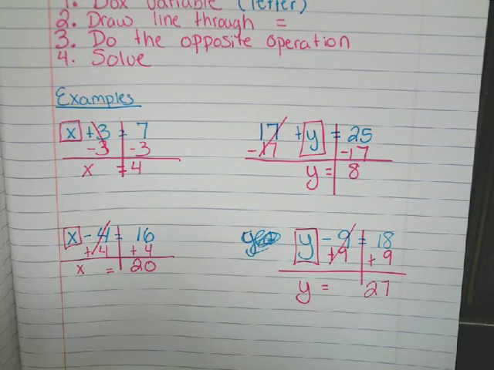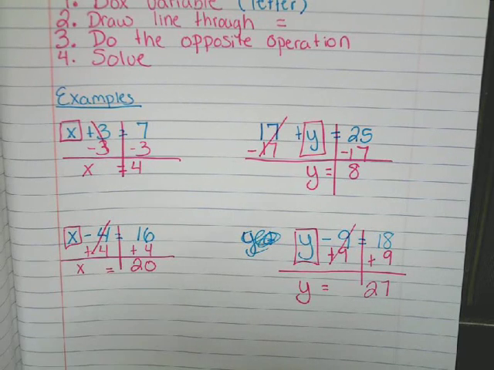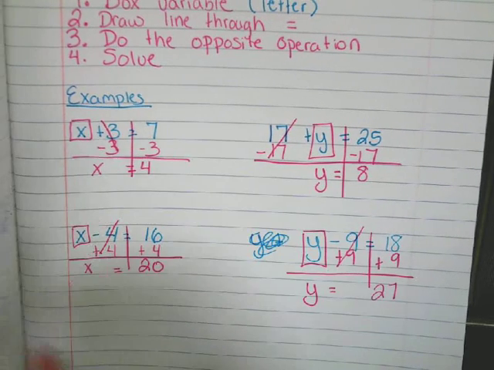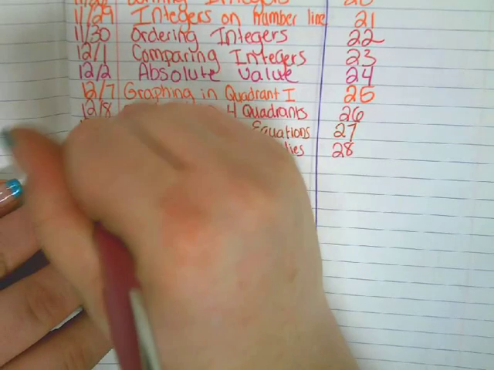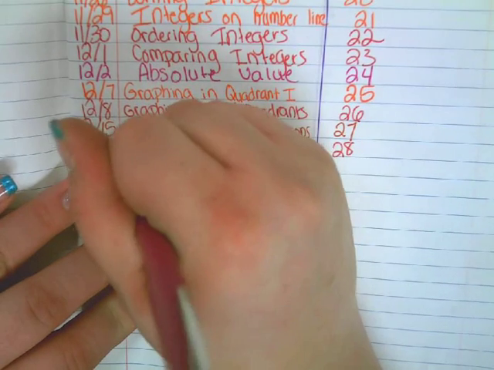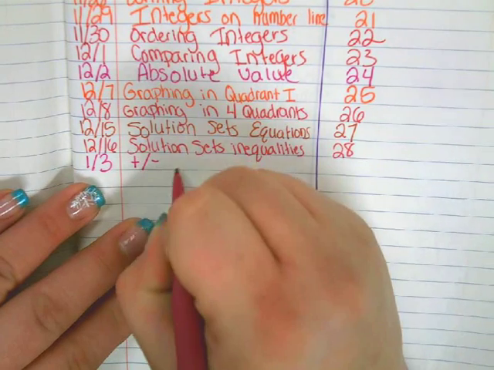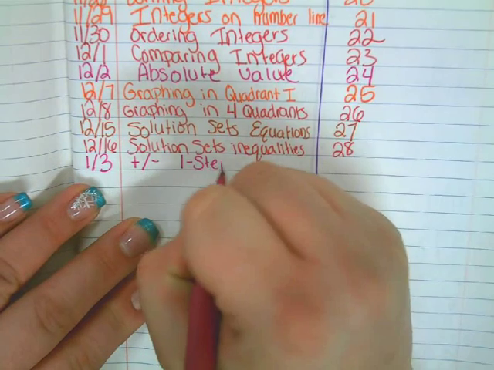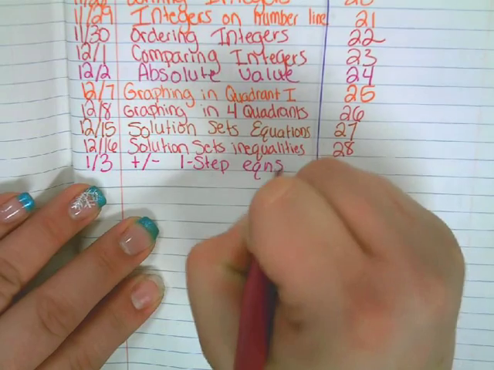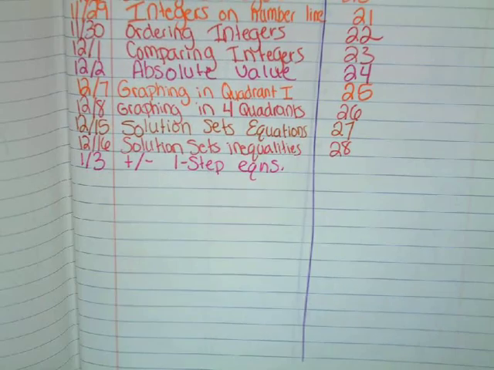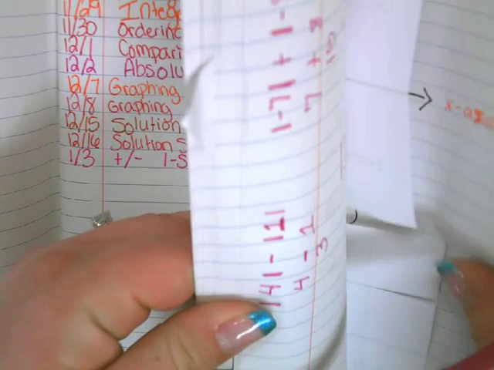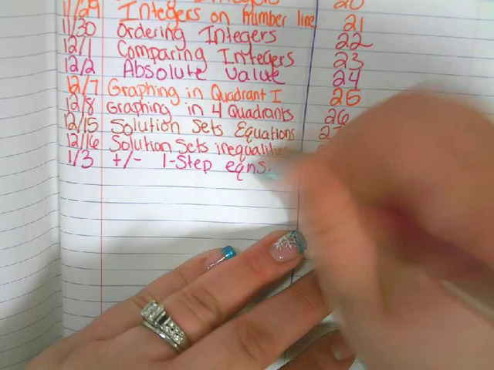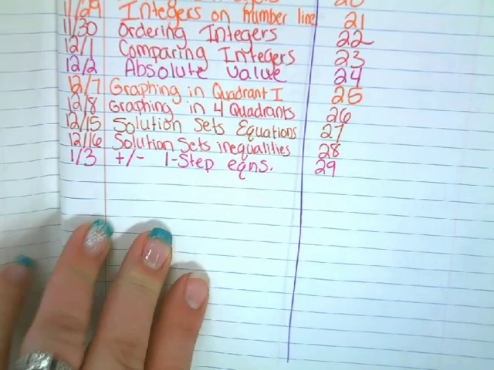Pretty simple? Okay, go ahead and flip to page 3 and fill out your table of contents. Today is 1-3, and I'm going to just do a plus and a minus sign, and then one-step equations, I'm going to abbreviate as E, Q, and S, so you're more than welcome to abbreviate that as well. And we were on 29? Your page might be different. When you have that copied, you need a textbook out.